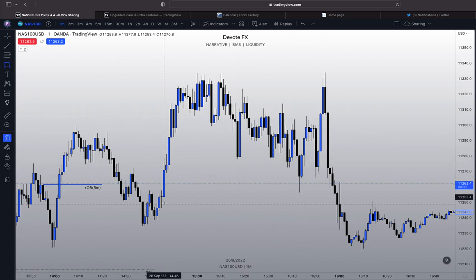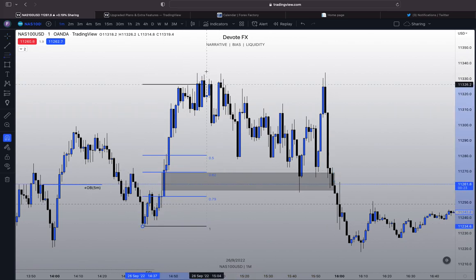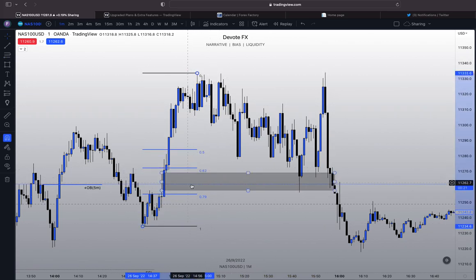There's a gap right here. I was looking for buys in this zone also because we tagged into OTE. Where's the high? This is the high. So yeah, OTE fair value gap tagged to the high created a shift in market structure.